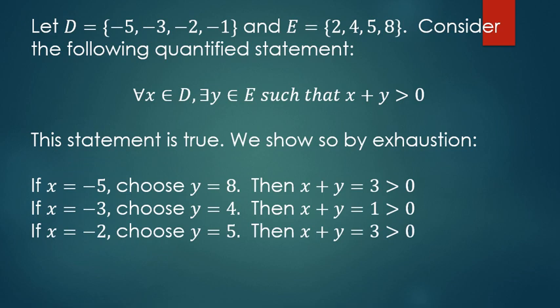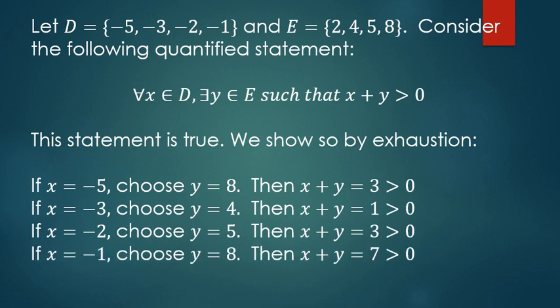If somebody chose x equals -2, I can choose y is equal to 5. -2 plus 5 is 3. 3 is positive. That makes my predicate true. And last choice for x that hasn't been made yet, x is -1. I can choose y is equal to 8. I could have chosen any y value there. I could have chosen 2, 4, or 5. And no matter what, x plus y would still be positive.